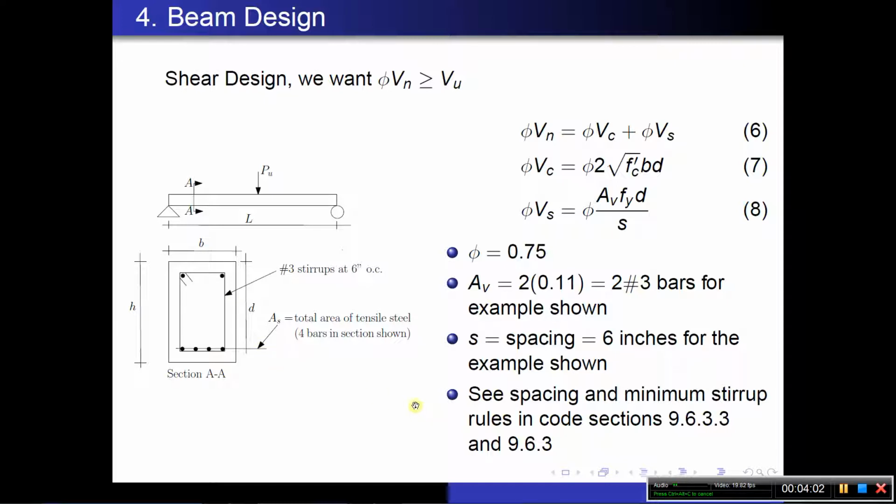Now, this again is just an introductory discussion of shear design, so there are many other things to be said about this. However, this is the basic idea of how you calculate phi Vn, and then you would compare it to V sub u. There are additional things in the code. There are some rules about spacing and minimum stirrups, and you can look in these code sections here to find that information.